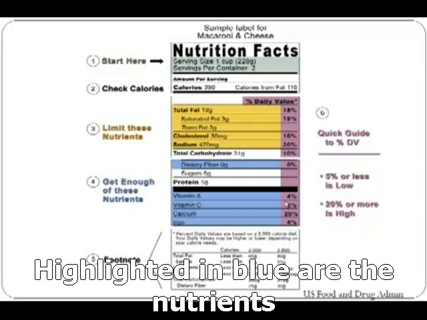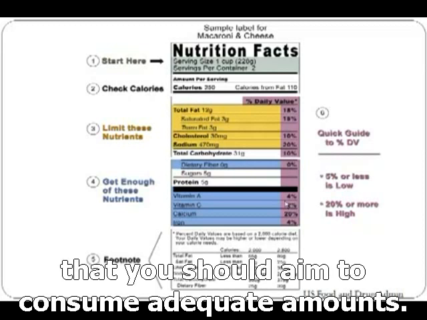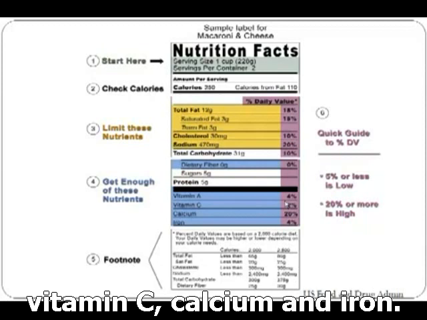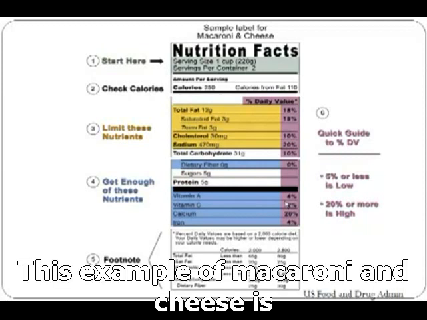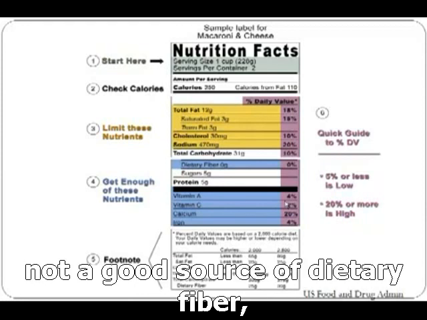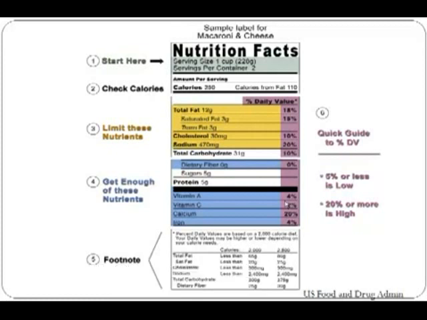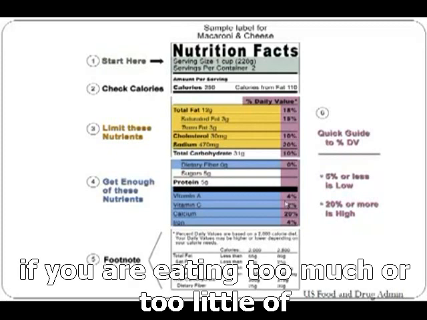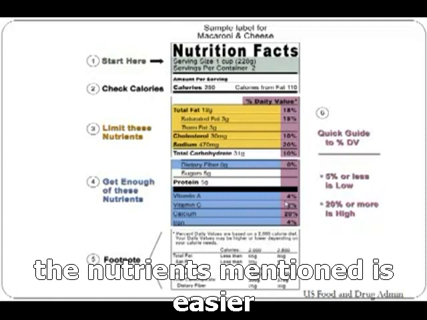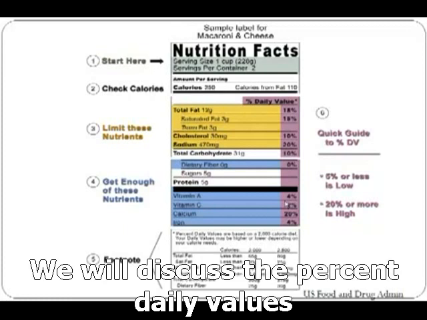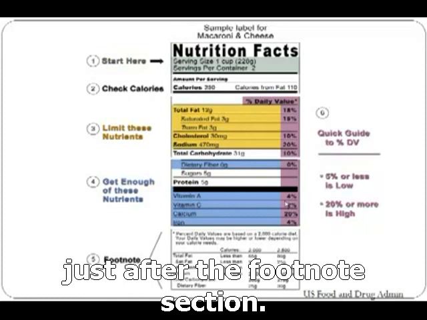Highlighted in blue are the nutrients that you should aim to consume adequate amounts. These are dietary fiber, vitamin A, vitamin C, calcium, and iron. This example of macaroni and cheese is not a good source of dietary fiber. As you can see, there are 0 grams of fiber in this product. Understanding how to know if you are eating too much or too little of the nutrients mentioned is easier once you understand the percent daily value. We will discuss the percent daily values just after the footnote section.